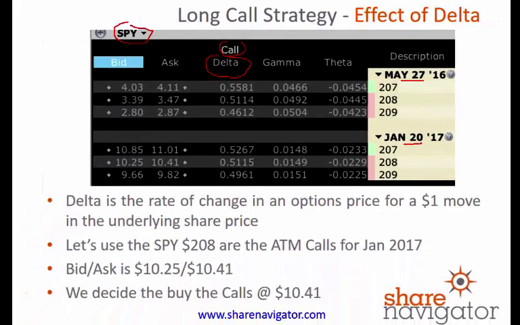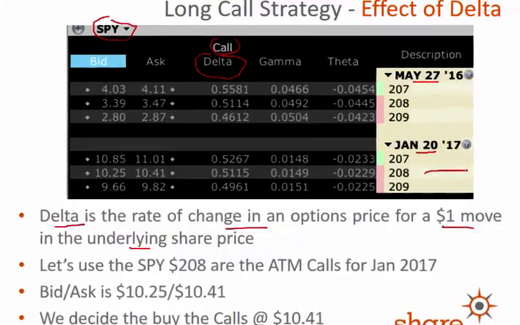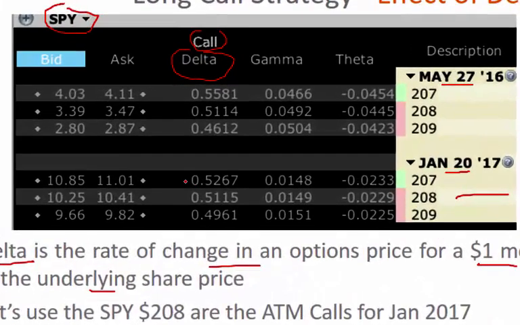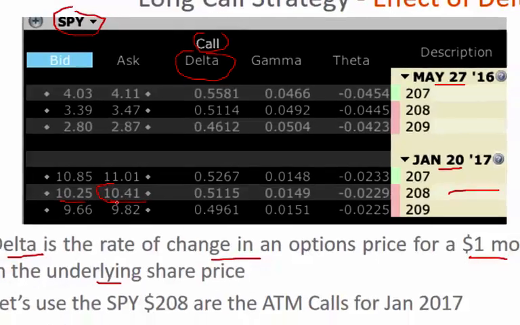But first let me remind you of what delta is. Delta is the rate of change in the price of an option for a $1 move up or down in the underlying share price of the stock. So let's look at the SPY 208 January 2017 call options. We can see here that the bid and ask price is 10.25 and 10.41. So we decide to buy the 208 calls at 10.41.